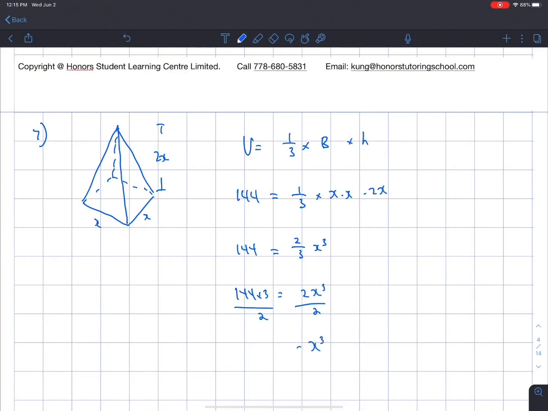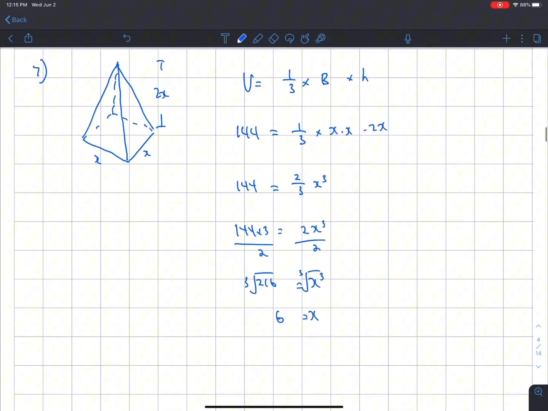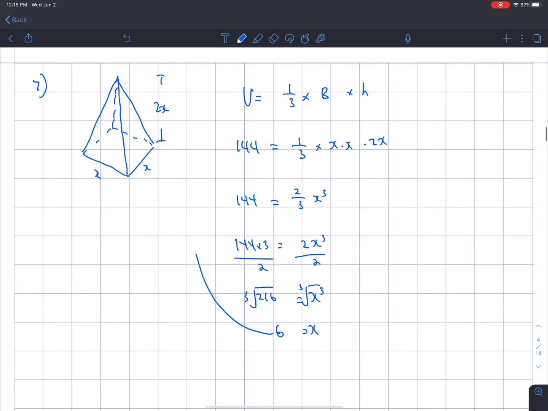We get x to the power 3 equals 216. Take the cubic root on both sides, we get x equals 6. So now we can say that the area of the base is just x times x. We just figured out x equals 6. So the base area is 36, and this will be in inches squared.